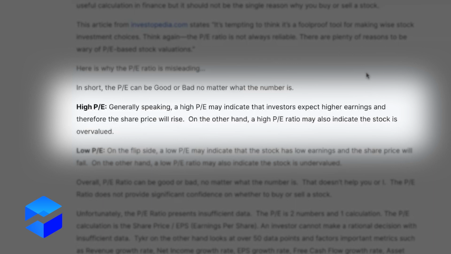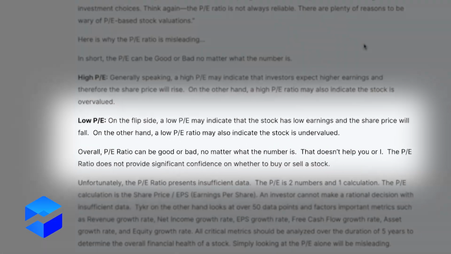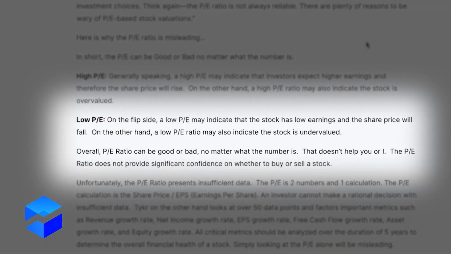So a high P/E may indicate that investors expect higher earnings and therefore the share price will rise. On the other hand, a high P/E ratio may also indicate the stock is overvalued. So if the P/E ratio is high, it can be good or bad. Let's jump to that low P/E. A low P/E may indicate that the stock has low earnings and the share price will fall. On the other hand, a low P/E ratio may also indicate the stock is undervalued. So same situation, if there's a low P/E, it can be good or bad.